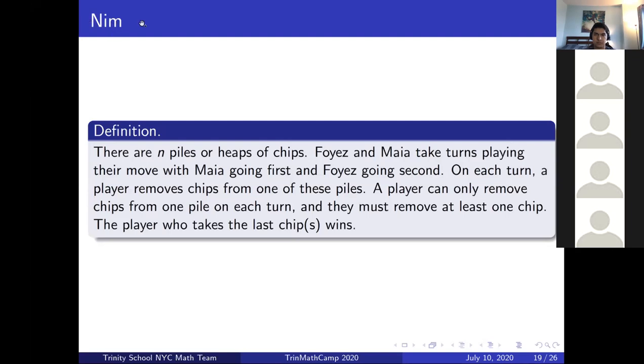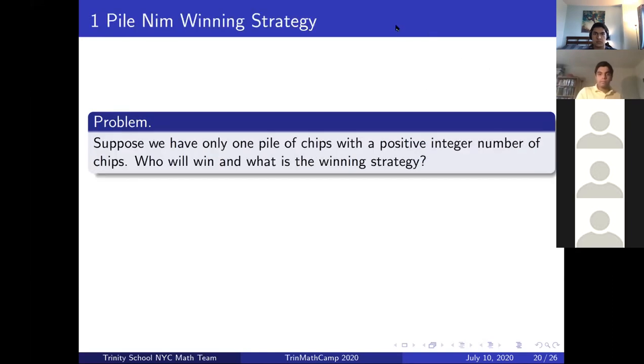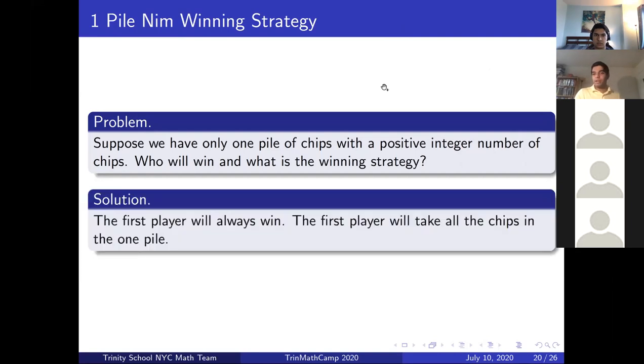Once again, just to clarify, you can only take chips from one pile. I see some people asking, why can't the first player just take all the chips? Okay, let's go over the solution. This is actually a very simple case of NIM. The first player always wins because we said there's no limit on the number of chips they can take in this case. There's only one pile, so they'll take all the chips. This is just an introductory problem to get you situated with the idea of NIM.